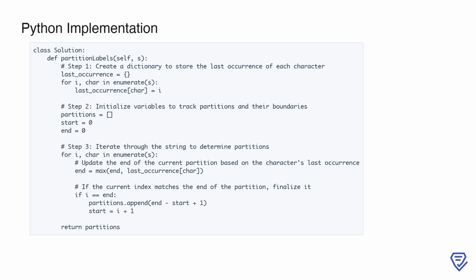This algorithm runs in O(n) time, where n is the length of the string, as we traverse the string twice, once to build last_occurrence and once to determine partitions. The space complexity is O(1), since the last_occurrence dictionary size is bounded by the number of unique characters in the string, which is at most 26 for lowercase English letters.